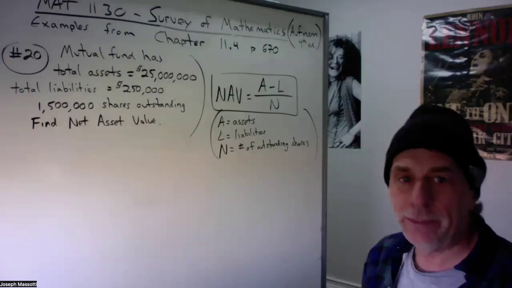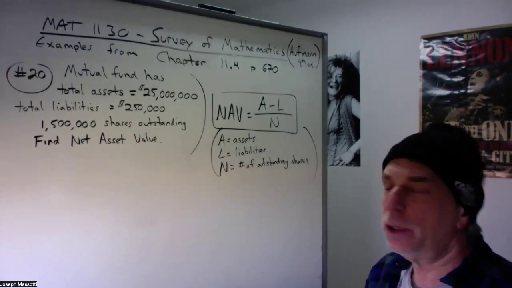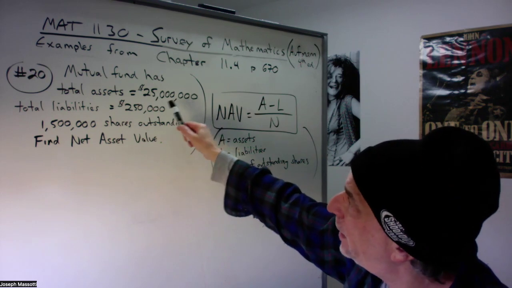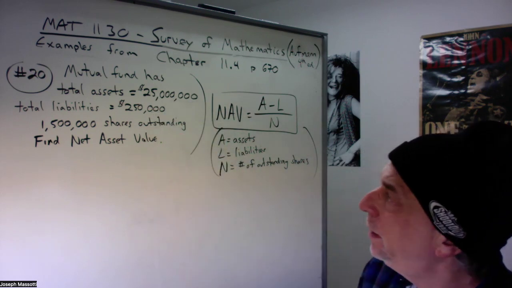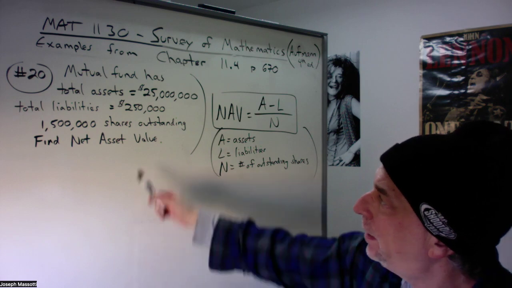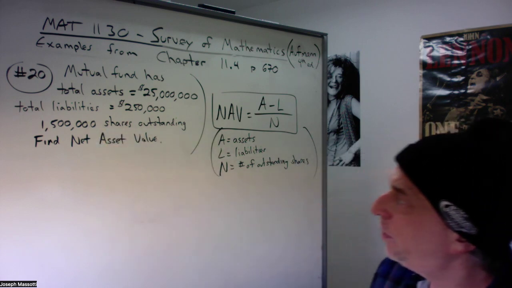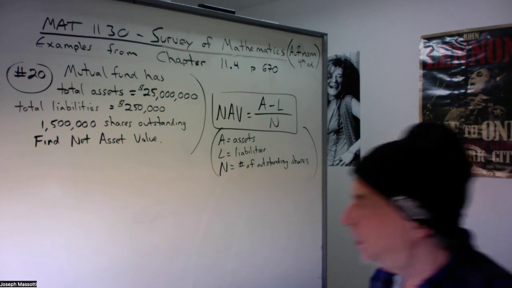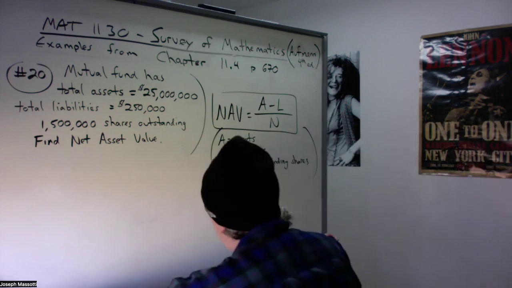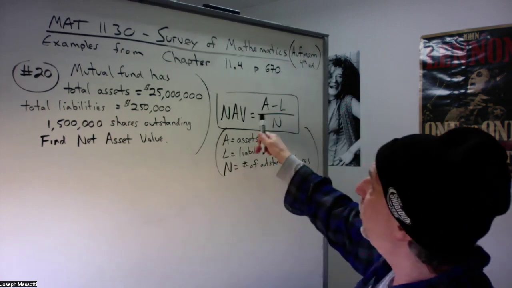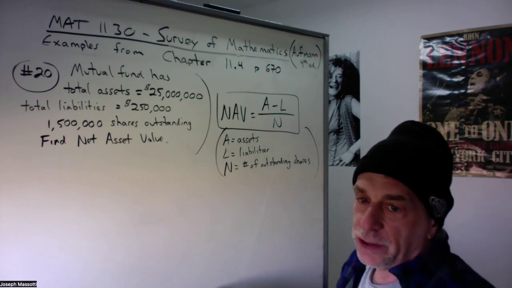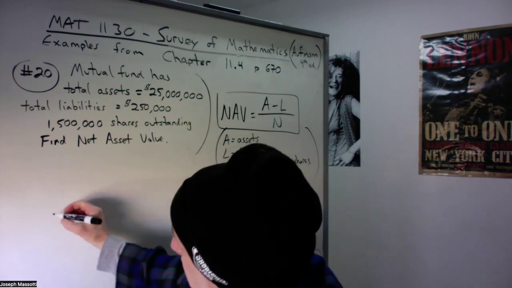So for number 20, we have a situation here. It says a mutual fund has total assets, 25 million, total liabilities, 250,000, and 1,500,000 shares outstanding. We want to find the net asset value. Well, hopefully you're seeing just how straightforward this is. We're just using this formula. We're given the assets, the liabilities, and the number of shares outstanding. Not a whole lot to do here, right?